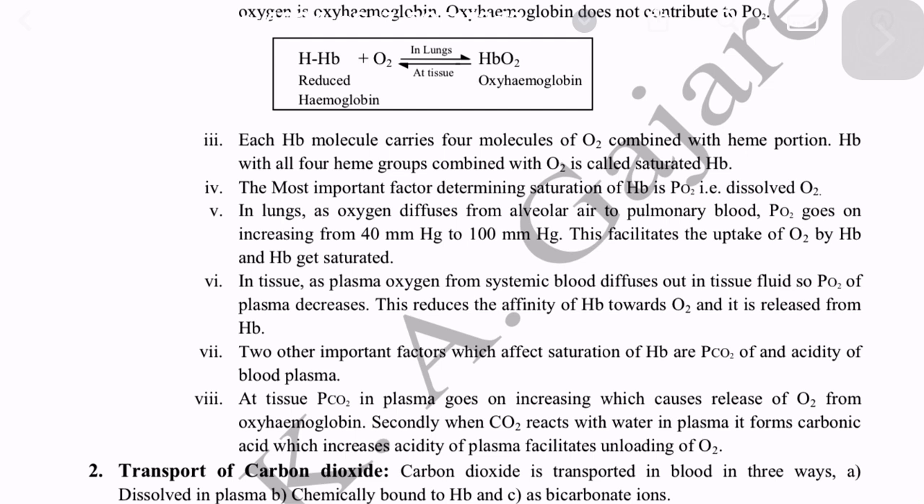As oxygen diffuses from alveolar air to pulmonary blood, PO2 goes on increasing from 40 mm of mercury to 100 mm of mercury. This facilitates the uptake of O2 by Hb, and Hb gets saturated. In tissue, as plasma oxygen from systemic blood diffuses out into tissue fluid, the PO2 of plasma decreases. This reduces the affinity of Hb towards O2, and it is released from Hb.